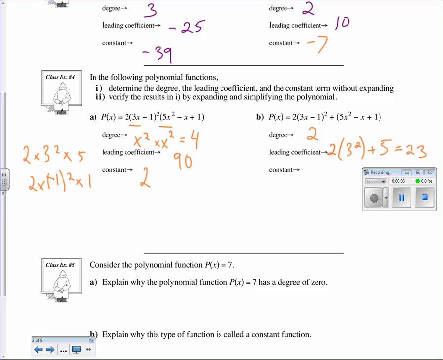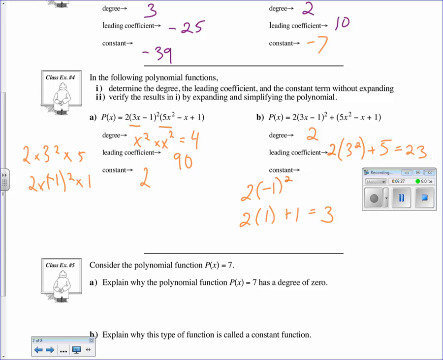Now my constant, got to follow what those non-x terms are doing. It's going to be negative 1 squared, hit with a 2. So that's 2 times 1. And then to that, I'm going to add 1, which is a constant of 3.